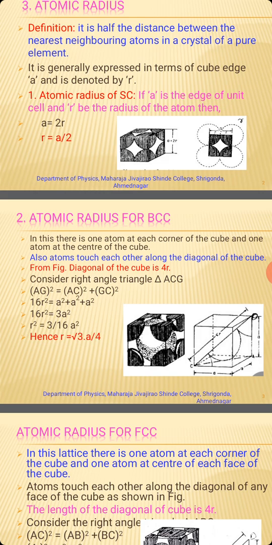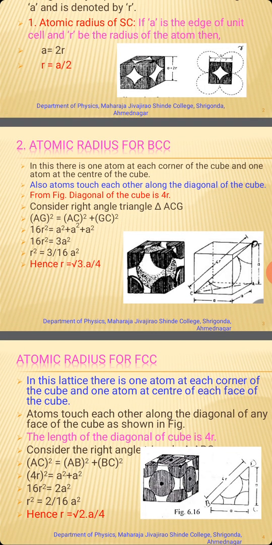Hence, we will repeat the session once again. The atomic radius is nothing but half the distance between nearest neighboring atoms in a crystal of a pure element. For SC, its value is a by 2. For BCC, its value is calculated by using the formula diagonal square is equal to 3 into a square. As it is a cube, all its sides will remain the same, that is a. Hence 16r square will equal 3 into a square. It will give us the value r is equal to root 3 upon 4 into a.